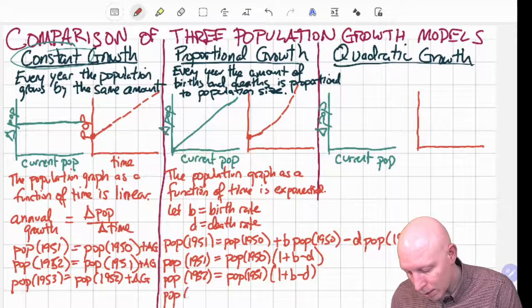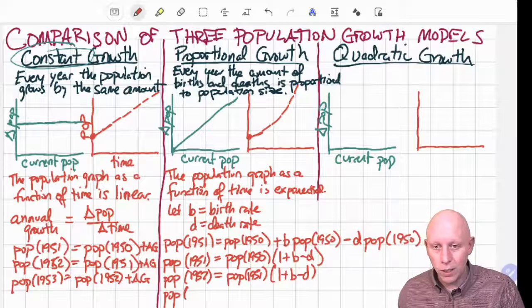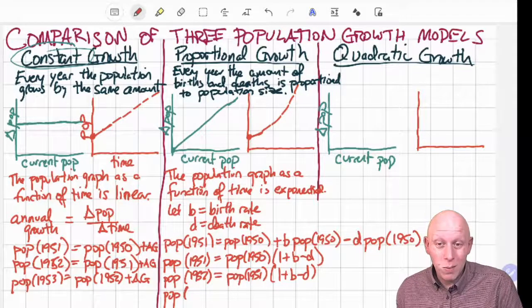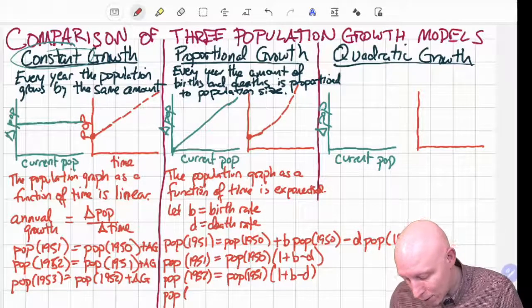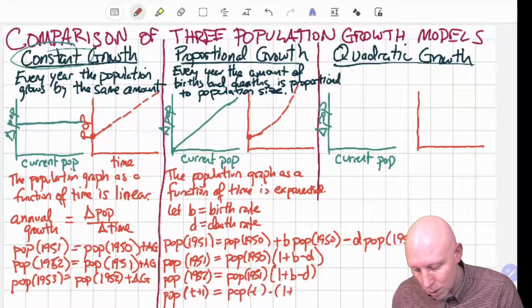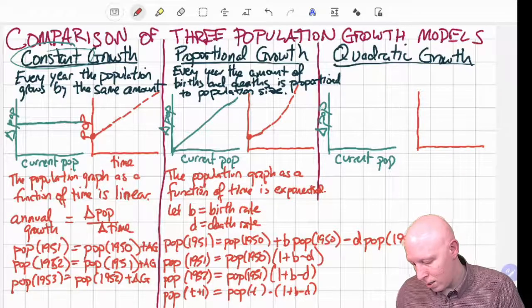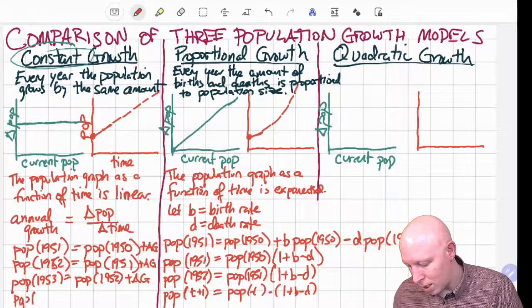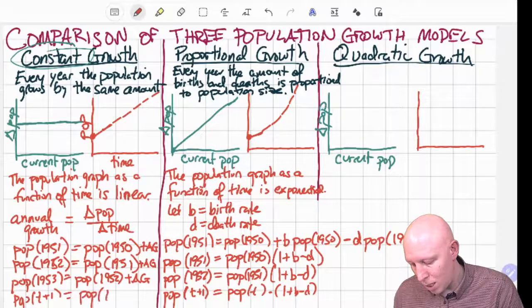And then the population at 1953. Instead of writing each year, let's write the general case. The population at time t plus 1 is equal to the population at time t times 1 plus b minus d. And here it was the population at time t plus 1 is equal to the population at time t plus the annual growth.